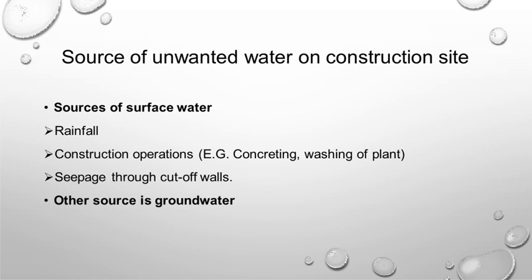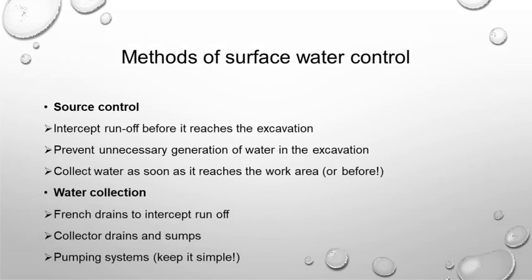So, sources of unwanted water at a construction site. The first source is rainfall. Then construction operations like concreting, washing of plants, washing of aggregates, jetting. Next, seepage through the cut-off wall, and another source is the groundwater. So these are the different sources of water on a construction site.